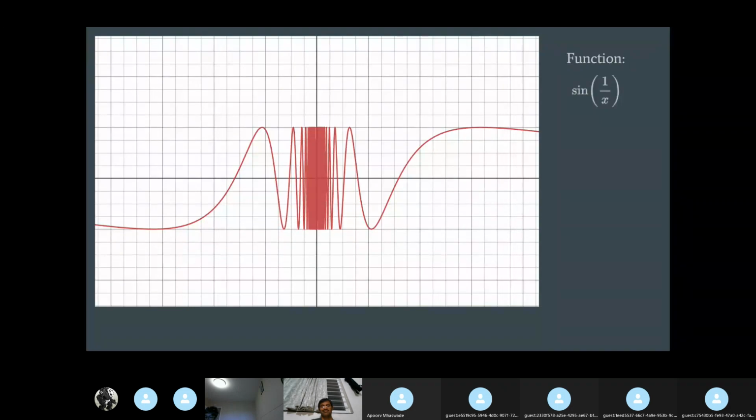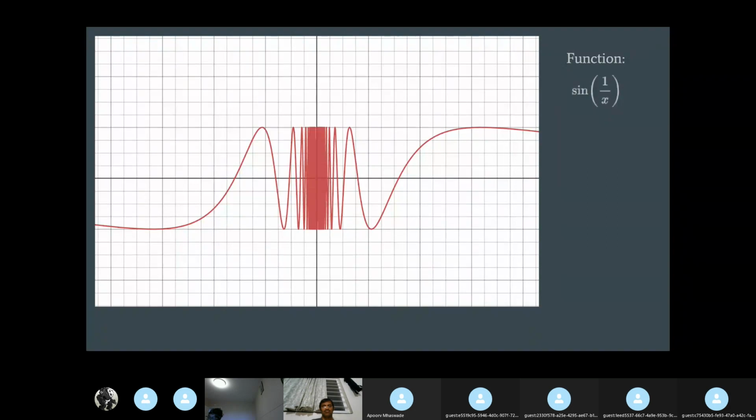So we don't really know what sine infinity is, because as x increases and increases for sine x, sine x just oscillates between 1 and minus 1. So what would this be?